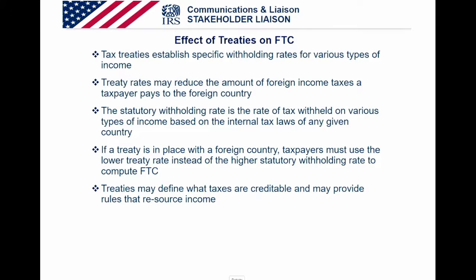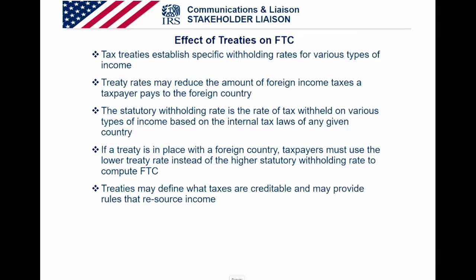Under these treaties, the rate of foreign withholding may be reduced. Normally, a flat statutory rate is withheld. Often, it's 30%. And typically, there's a reduced withholding rate under the treaty for investment income such as dividends and interest. The legal tax liability is not necessarily what was actually withheld by the foreign country. The legal tax liability is limited to the lower treaty rate.